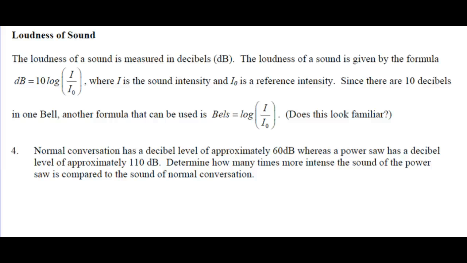Loudness of a sound is given by the formula dB, so decibels, is 10 times log of I over I naught, where I is the sound intensity and I naught is a reference intensity, which would be like the sound that you could barely hear, right? So a reference intensity sound. Sound is just movement and air pressure, right? It's really just pressure in the air.